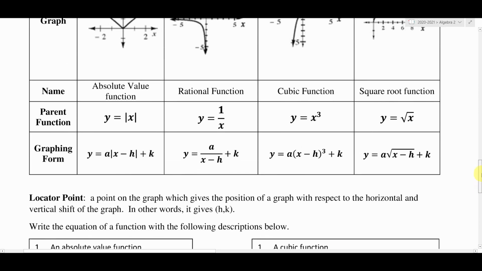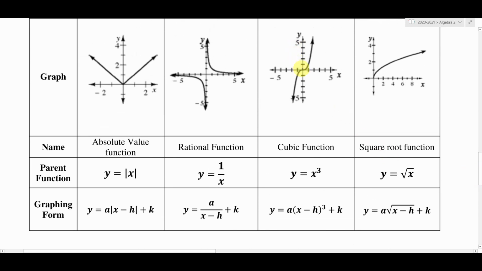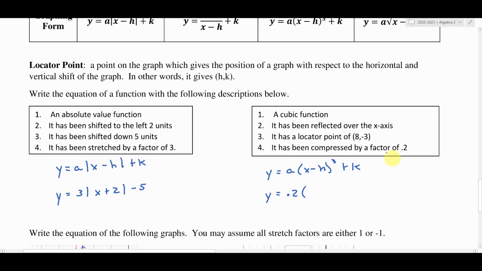Okay. Now if you remember our table from yesterday, remember that the locator point for the original cubic function, right, before it's been moved or stretched or translated or anything, it starts with a locator point at 0, 0. Okay. And in our problem, our locator point is at 8, -3. So to go from 0 to 8, it had to have moved to the right. To move right, we need to do a -8.